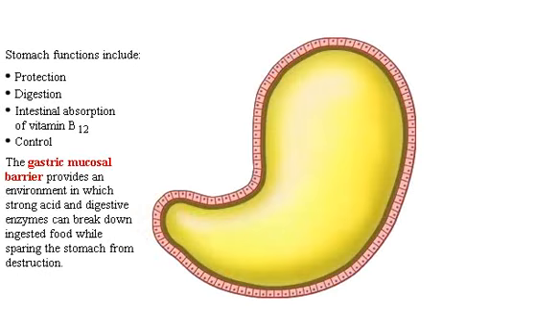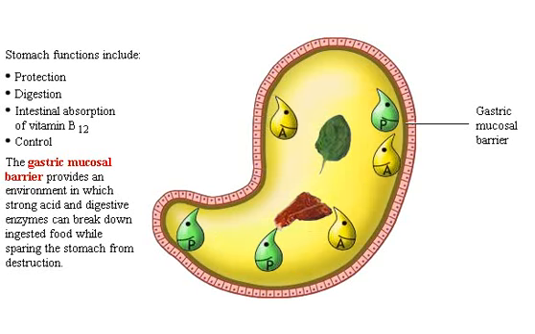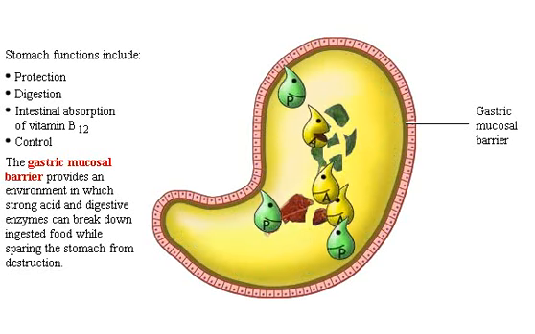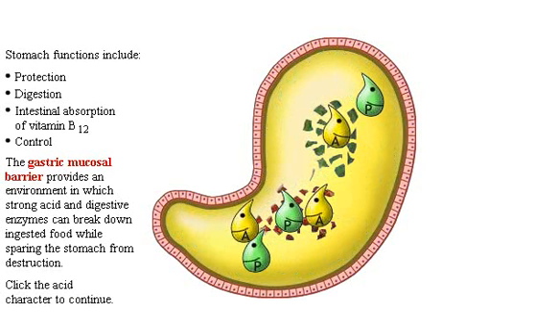The gastric mucosal barrier provides an environment in which strong acid and digestive enzymes can break down ingested food while sparing the stomach from destruction. Click the acid character to continue.